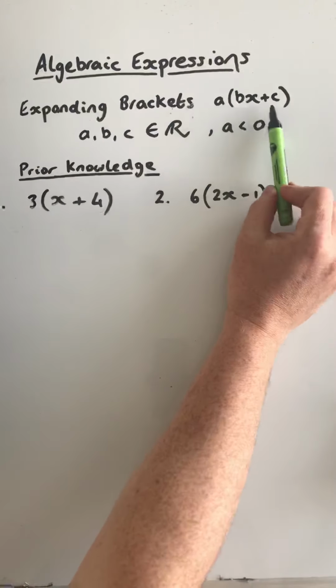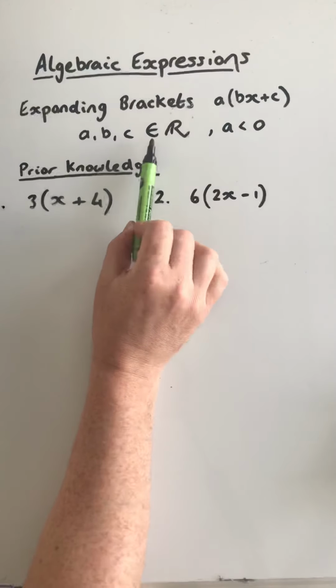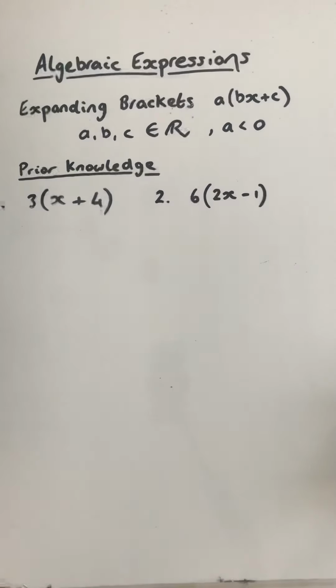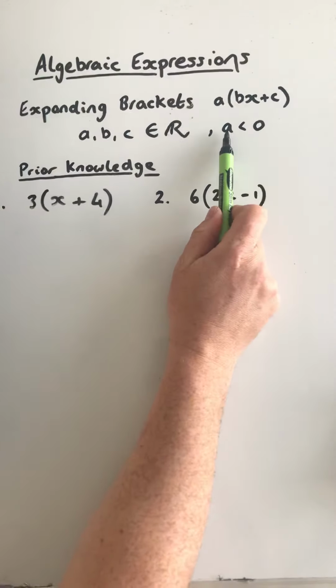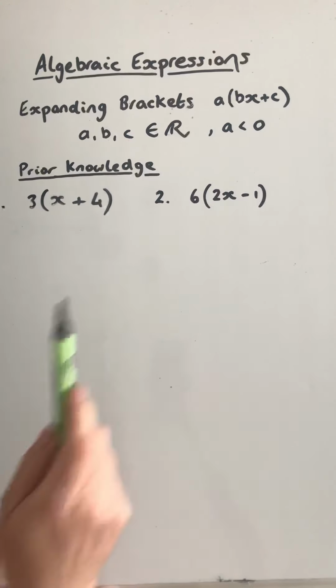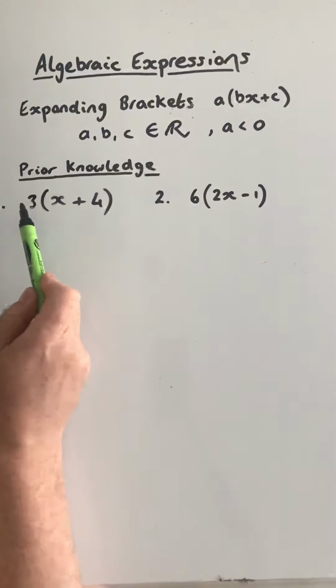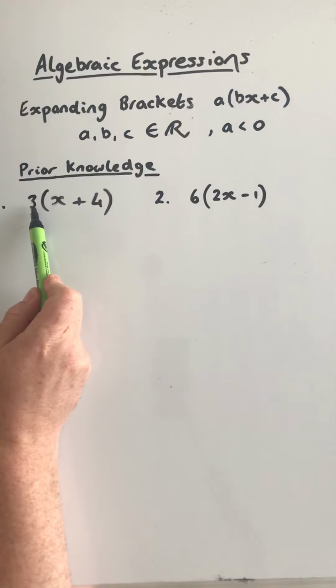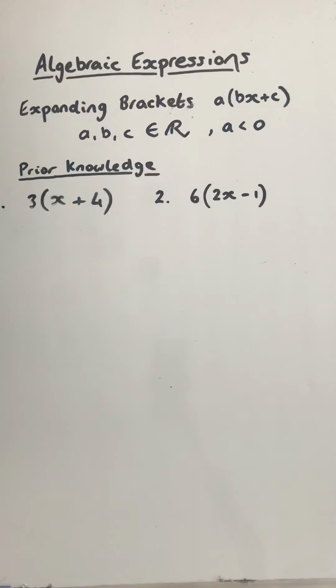In this lesson we are going to look at algebraic expressions, looking at expanding brackets of the form a bracket bx plus c, where a, b and c are members of the real number line. This lesson will concentrate on a being less than 0. In order to do that, let's do a couple of examples of questions you've done where a is greater than 0, where the value outside the bracket is positive.